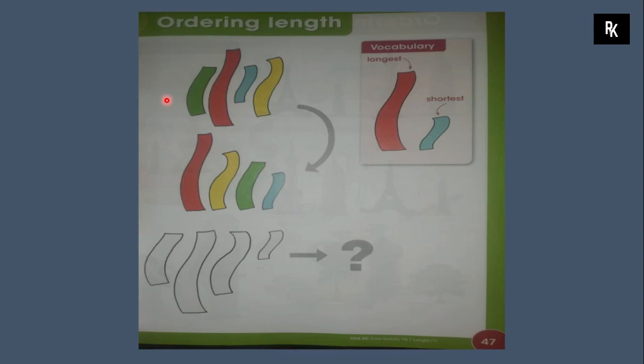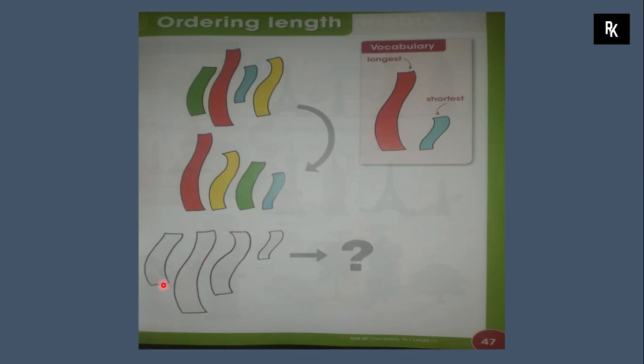Now come to your page 47. Here we have some ribbons, green, red, blue and yellow. If we arrange these ribbons in order from longest to shortest, the red ribbon will come first, then yellow, then green, and at the last the blue one, because the blue one is the shortest.